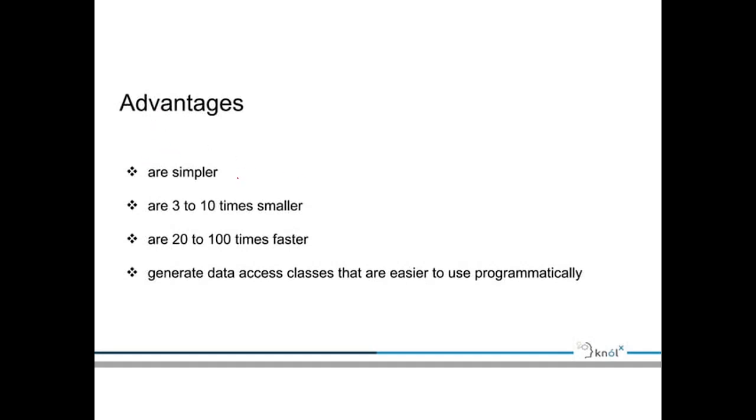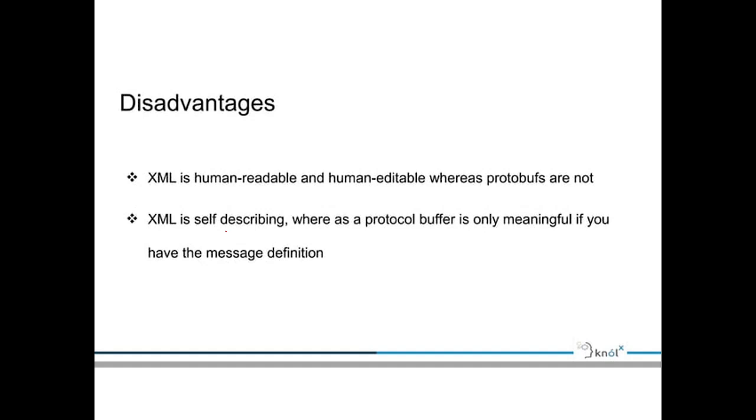Advantages: protobuf messages are simpler and are 3 to 10 times smaller. Sometimes it is more than 10 times. It is very short, takes very little time, and is faster. It's obviously faster because it is very near to the machine, bare machine. It generates data access classes that are easily accessible to the programmer. Disadvantage: it is not human readable code.